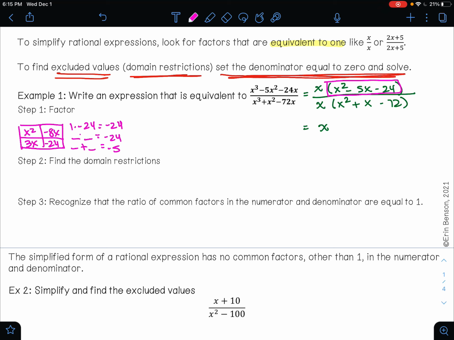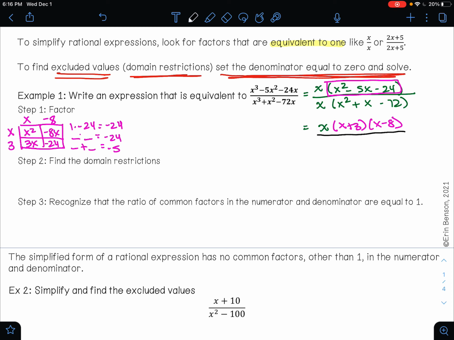In my top row, my greatest common factor is x. In the bottom row, my greatest common factor is 3. In the left column, my greatest common factor is x. And in the right column, my greatest common factor is negative 8. So here, this simplifies to x plus 3 times x minus 8. That is my numerator.